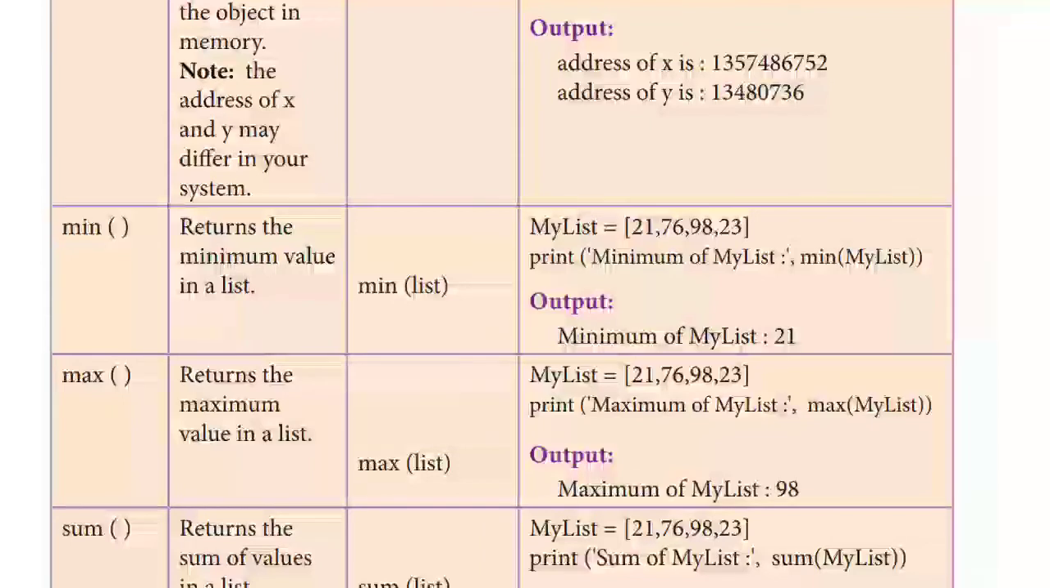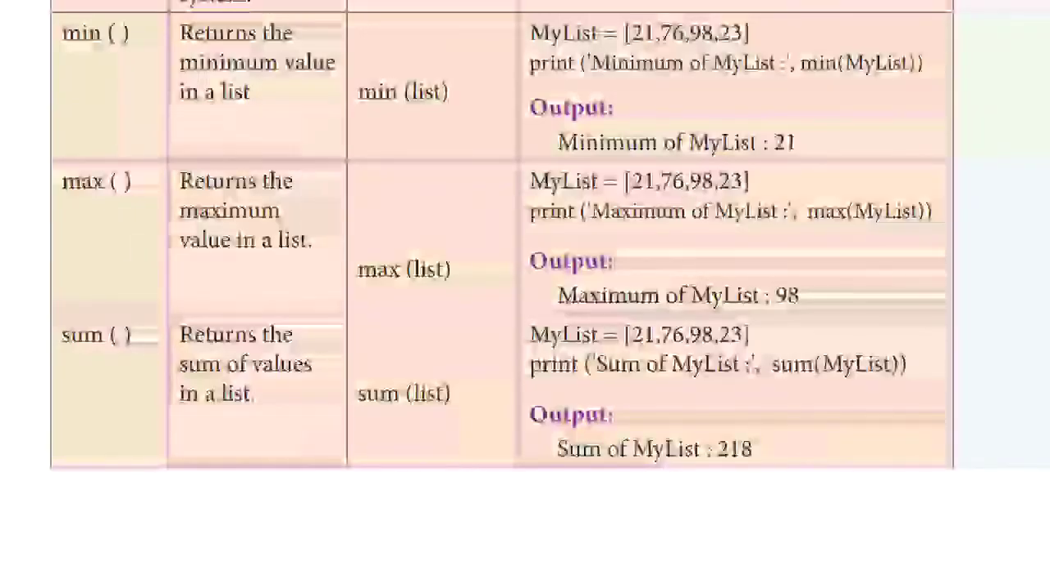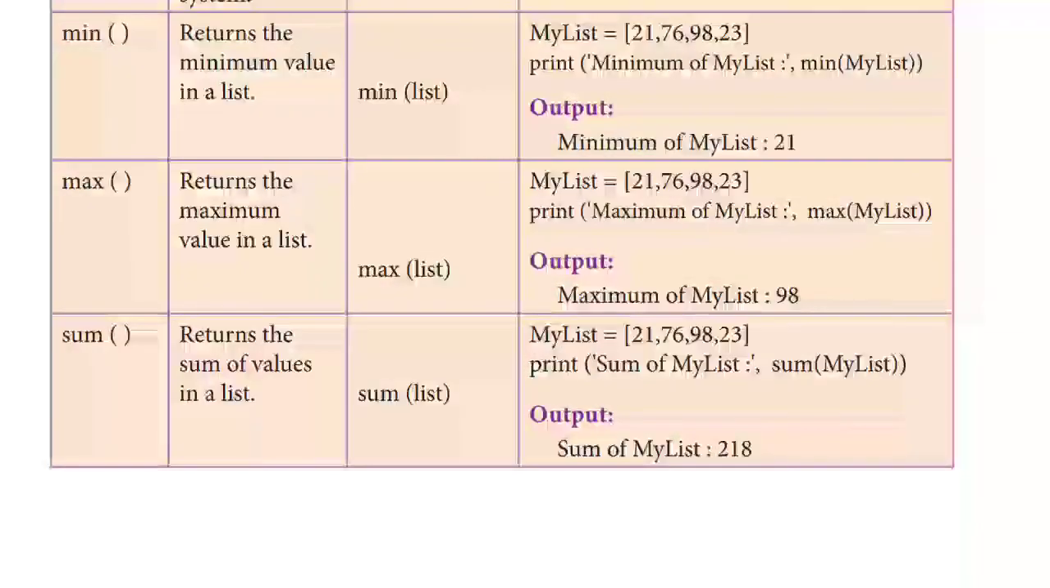Next, minimum and maximum. In the given list of numbers, which one is minimum? So min of my list, here you can see that 21 is the minimum number, it is displayed here. And for maximum, the maximum number is provided here. And sum will add all the elements in the list and provide you the output.